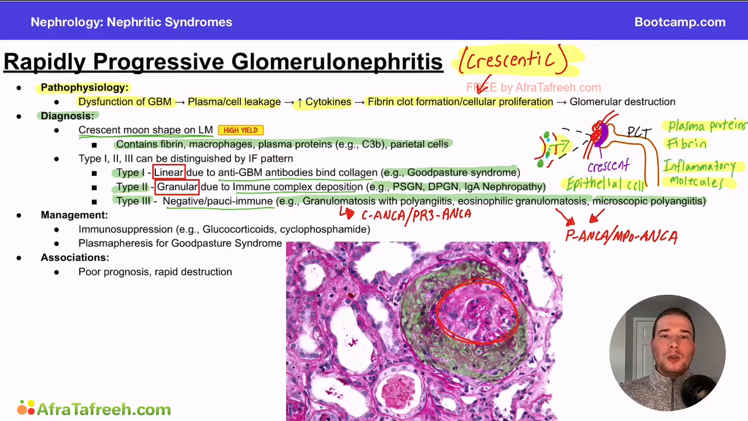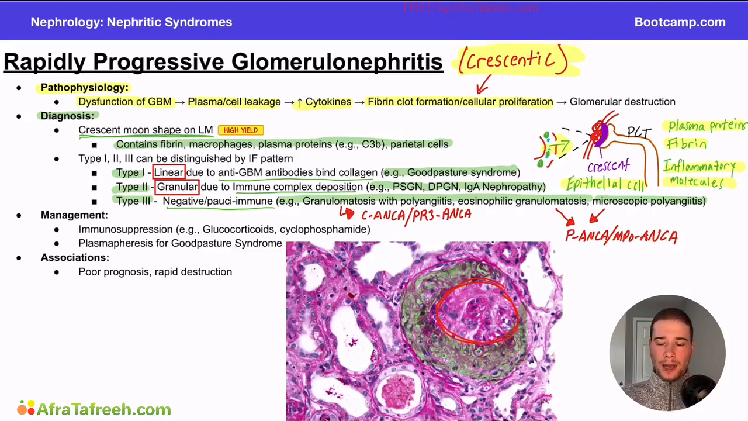Remember, type 2 is going to be more of a granular appearance because this involves immune complexes or an antibody bound to an antigen, which would bind in a more randomized way than our type 1, which is purely an antibody binding to the glomerular basement membrane in a linear fashion. And for type 3, I want you to remember that you wouldn't see immunofluorescence, and the reason is because it doesn't involve an antibody or an immune complex, and thus there's nothing to essentially light up when we do an immunofluorescence test. The key way to differentiate these is by looking for additional information in a question stem, such as a P ANCA or a C ANCA.